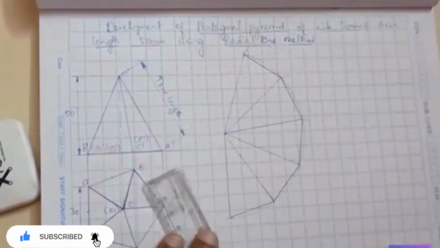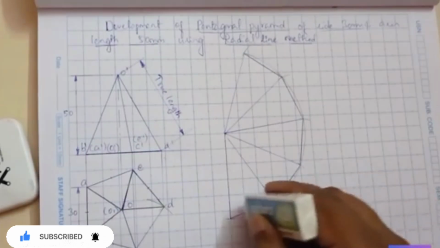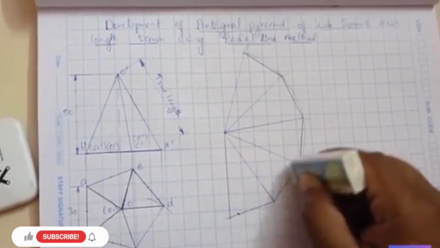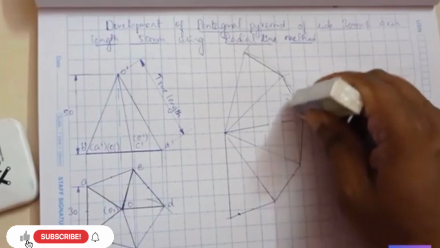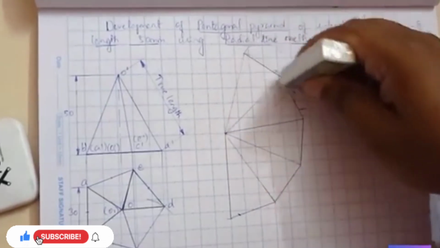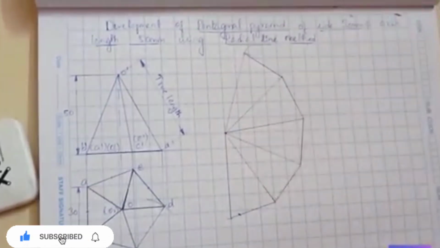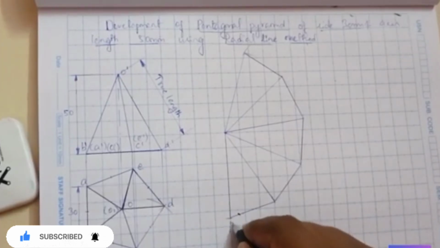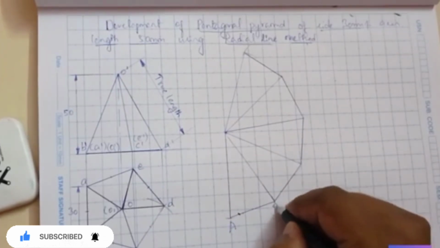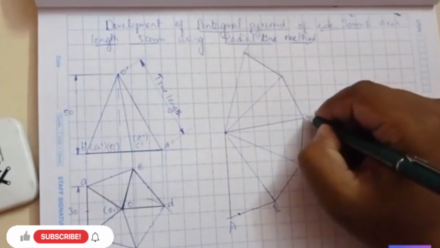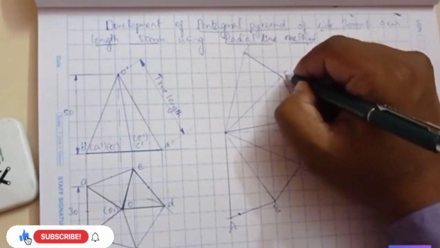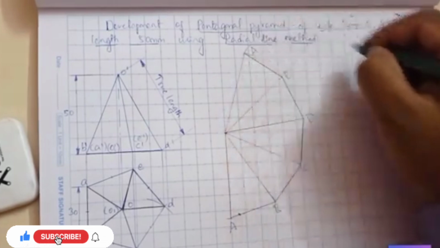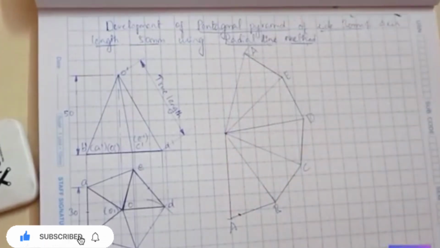Okay, and then rub out this curve which we have drawn in the beginning. So we have to rub it. Okay, now we can give the naming. This is A, this is B, this is C, this is D, this is E, and again E. So this completes the development of the pentagonal pyramid using the radial line method.